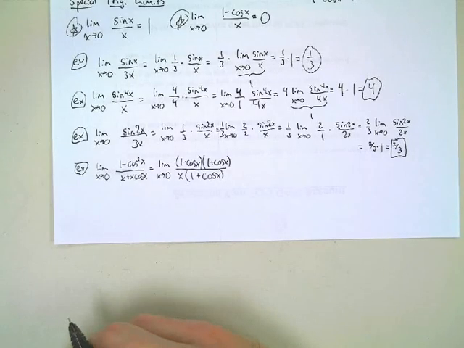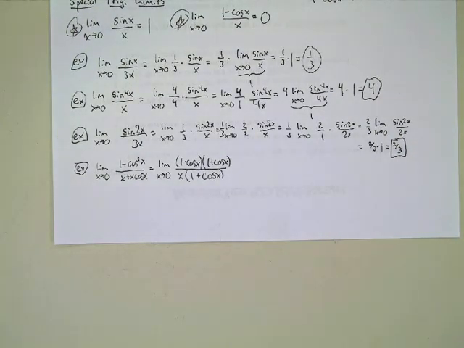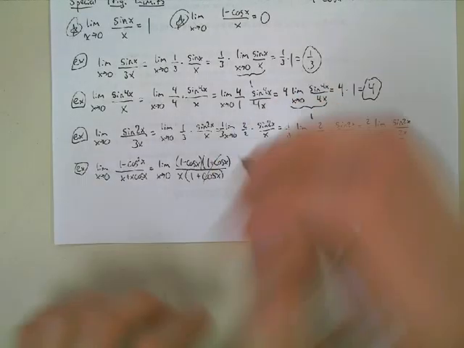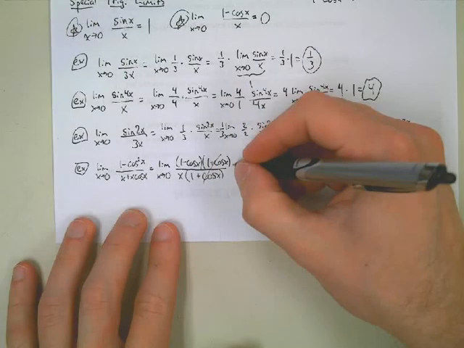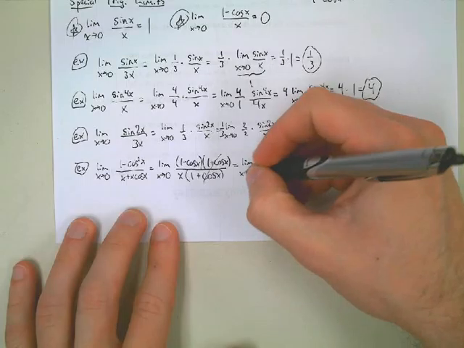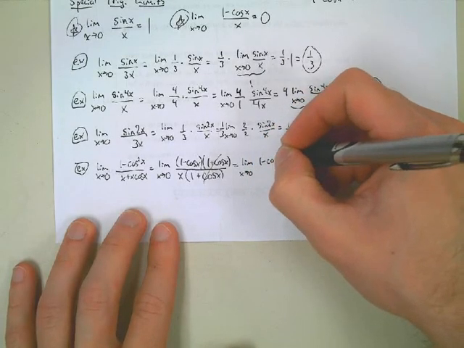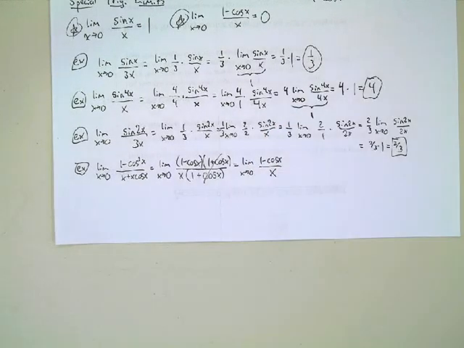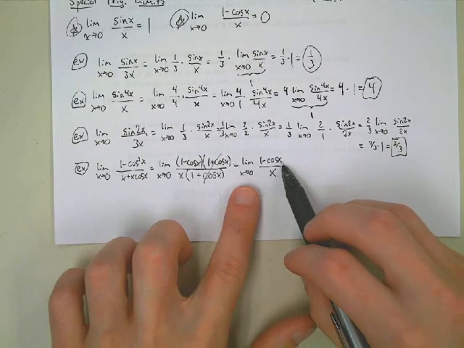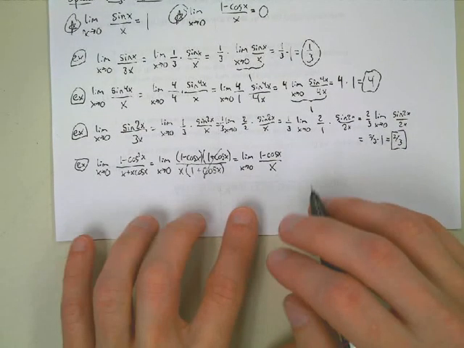Things cancel. Okay, the 1 plus cosine x's cancel, and we're left with the limit as x approaches 0 of 1 minus cosine x over x. Nice. Okay, so we try direct substitution now, right? It's just a special trig limit, that's right. So this equals 0.